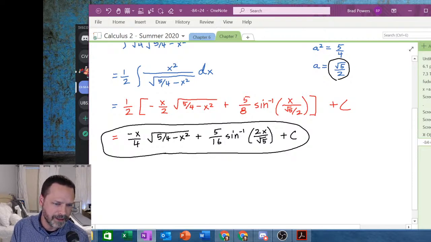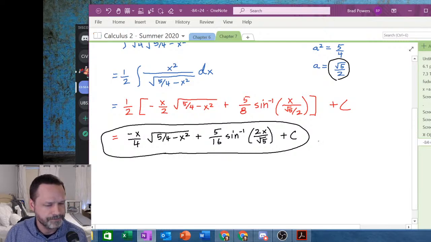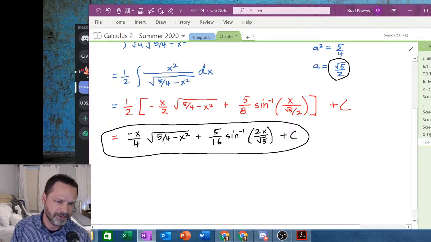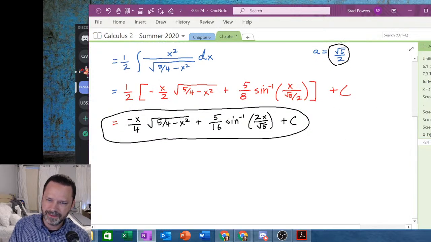They did factor out the 1/4 here, which would get you 5 minus 4x squared, and the 1/4 root would turn into a 1/2, and they would have negative x over 8. It's the same thing though. So we're done. We're good. It looks great. If you wanted to factor out a 4th there to make it look a little nicer, you could, but it's fine.